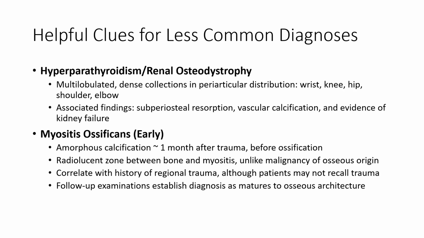Myositis ossificans: early amorphous calcification around 1 month after trauma, before ossification. Radiolucency is seen between bone and myositis, unlike malignancy of osseous origin. Correlate with history of original trauma, although the patient may not recall trauma. Follow-up examination established the diagnosis. Tumoral calcinosis.